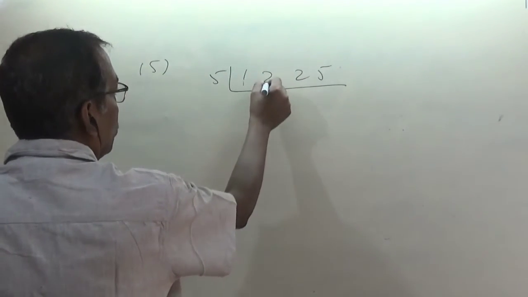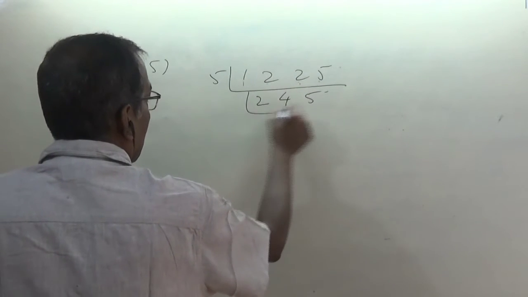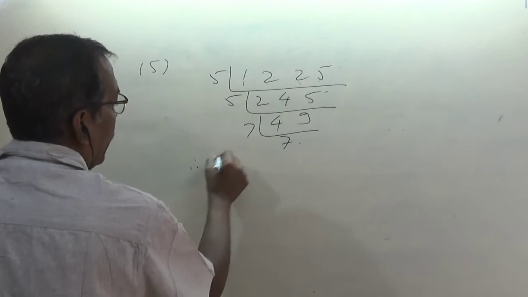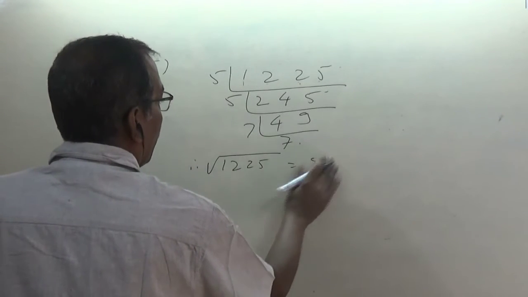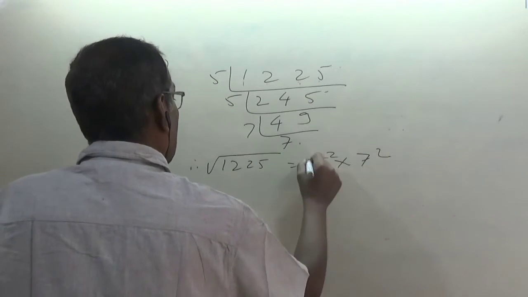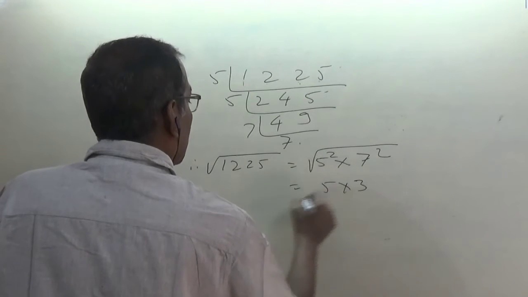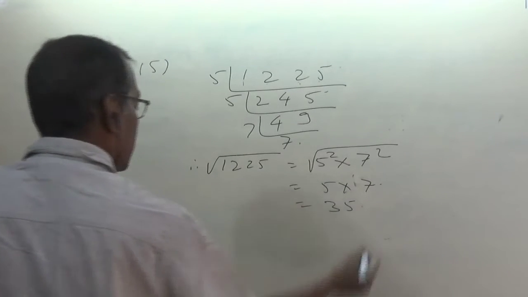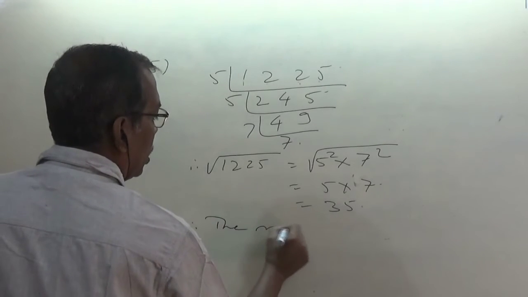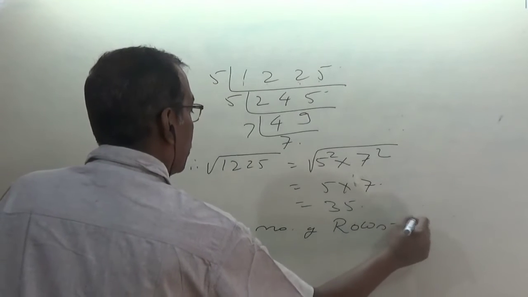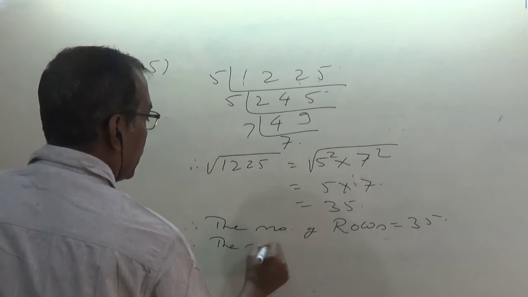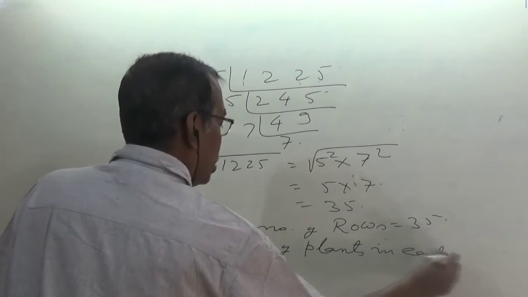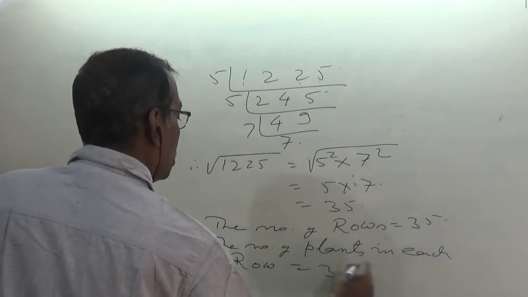It is 5. 5 2s are 10, 22, 5 4s are 20, 25, 5 5s are 25. Again by 5. 5 4s are 20, 5 9s are 45. It is 7, 7. So therefore, the square root of 1225 is equal to the square root of 5 square into 7 square, which is equal to 5 into 7. So it will be equal to 35. So therefore, you can say the number of rows is equal to 35 and the number of plants in each row is also equal to 35.